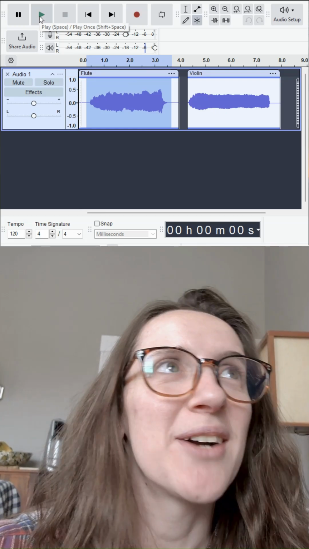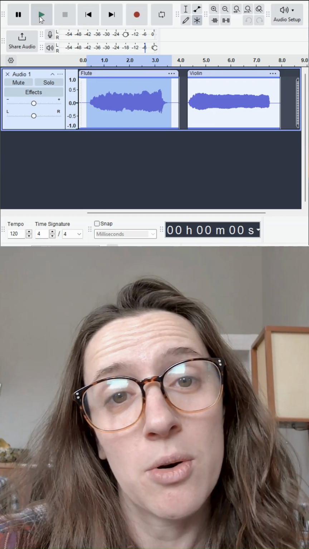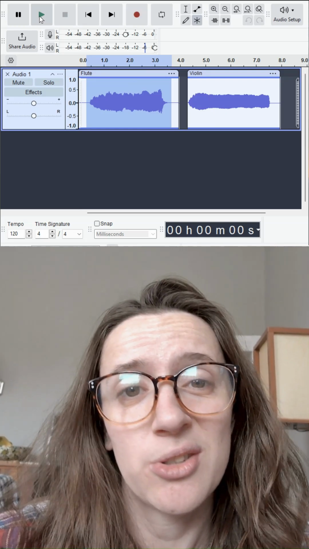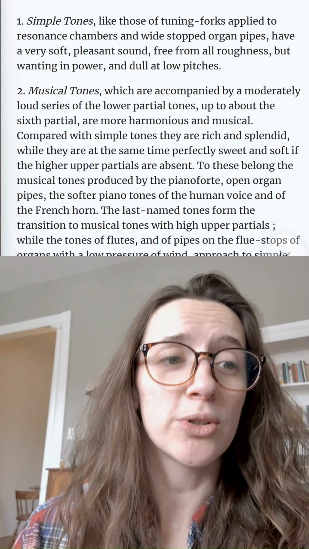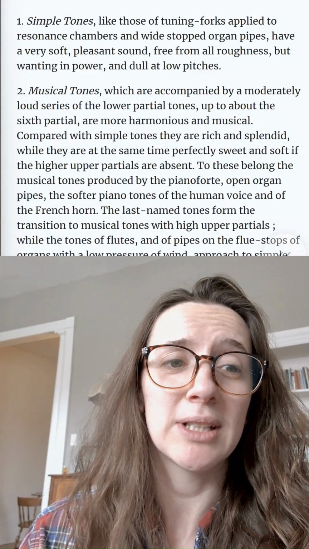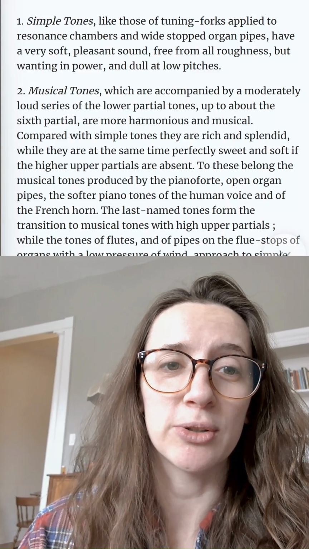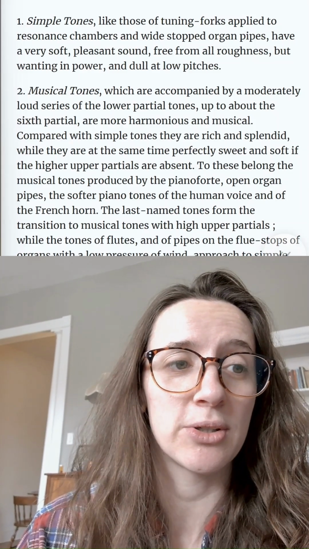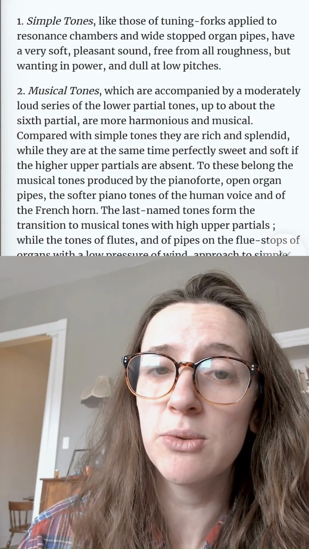Why do flutes sound so beautiful? Well, according to Helmholtz, it's just math. Musical tones which are accompanied by a moderately loud series of the lower partial tones up to about the sixth partial are more harmonious and musical.